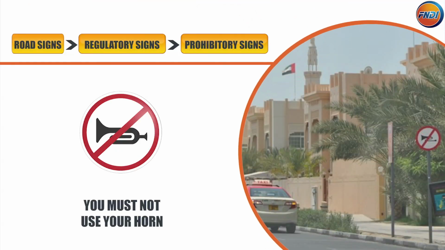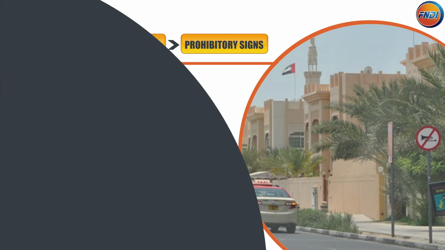No horn. The sign means that you must not use the horn unless it is very important to avoid danger. You may commonly find this sign near hospitals, worship places, parks, residential and school areas.